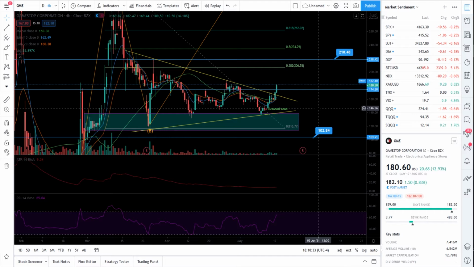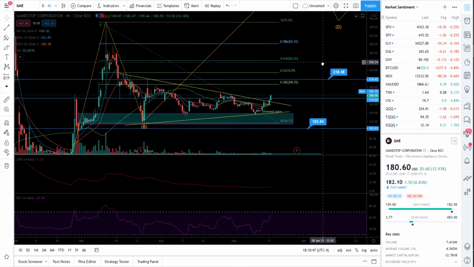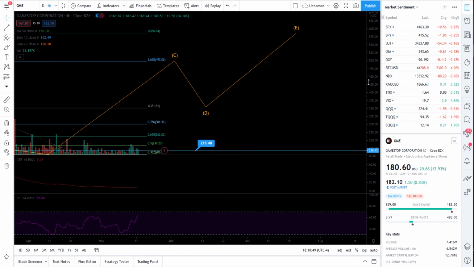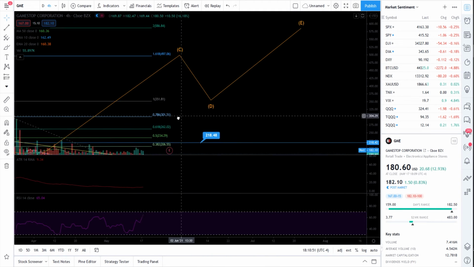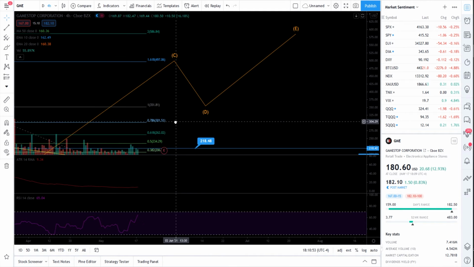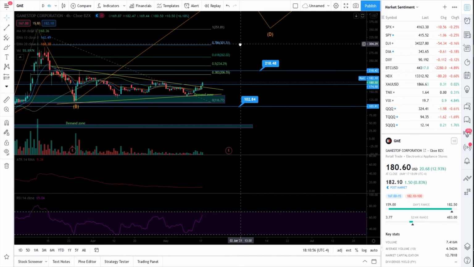Taking the time to analyze multiple time frames gives you your competitive edge, helps you filter out a lot of bad trades, and you want to make sure that your short-term hypothesis is confirmed by the longer-term trend. So as you can see by my A, B, C, D, E wave pattern, I have a final price target of about $600 for GME.